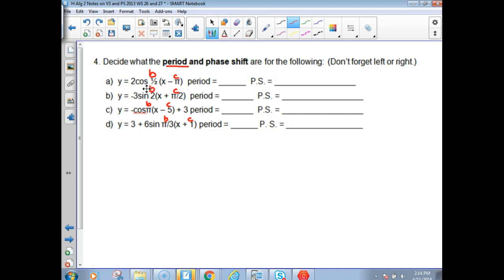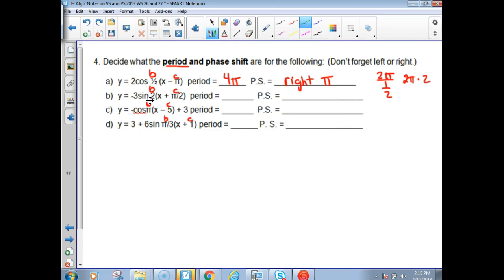So for A, the period's going to be 2 pi divided by 1/2, the B value, which changes to 2 pi times the reciprocal of 1/2, which is 2. So the period would be 4 pi. The phase shift is pi units to the which way? Okay, so you can say right pi, or you could say pi units right, or pi to the right. But you got to give right or left.